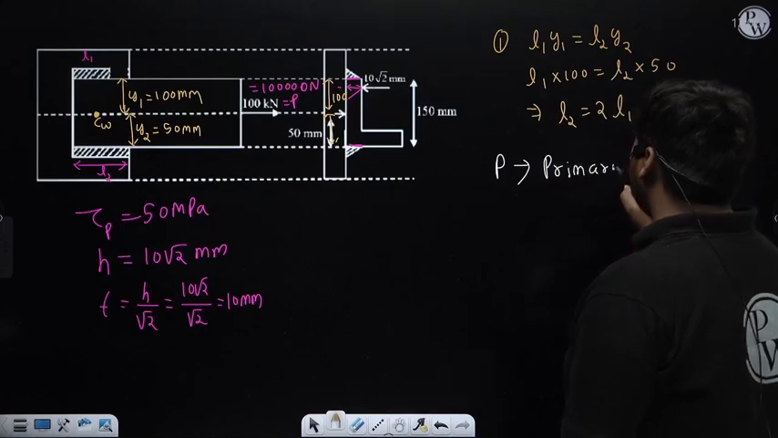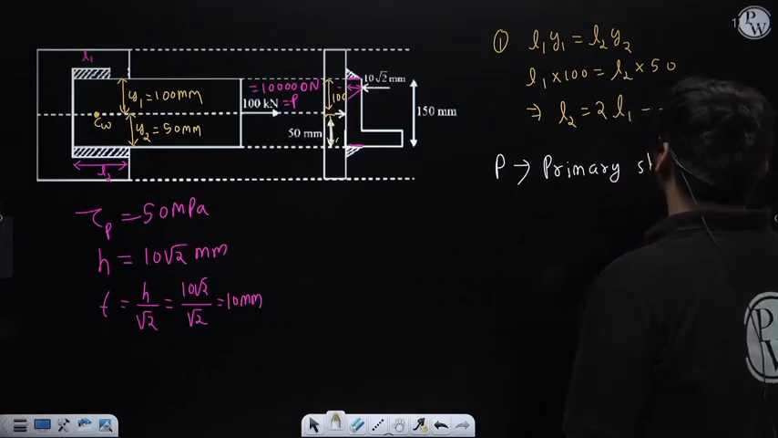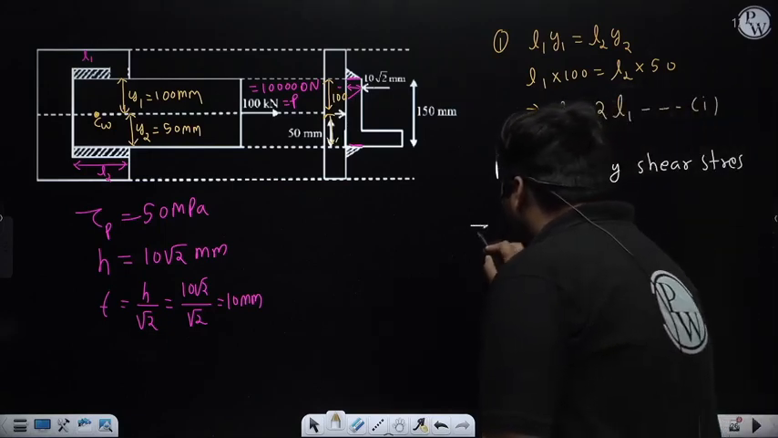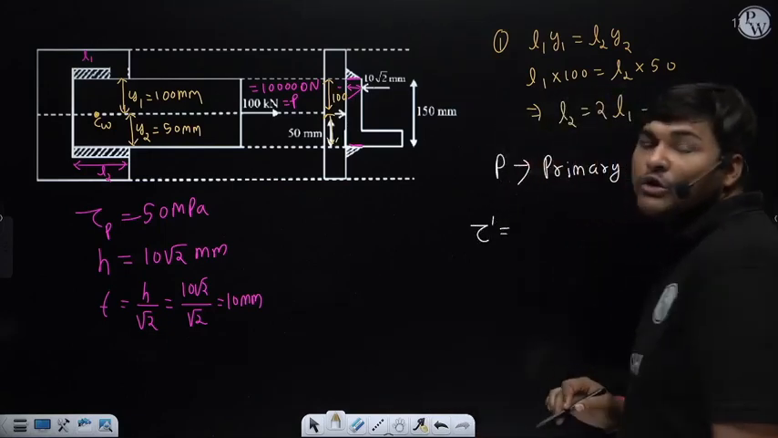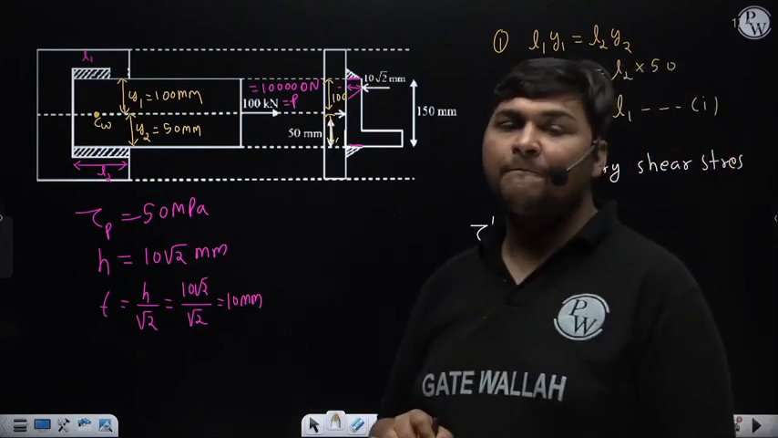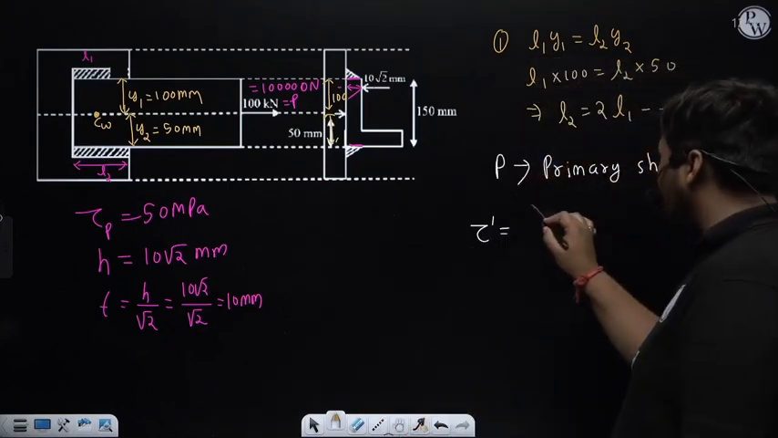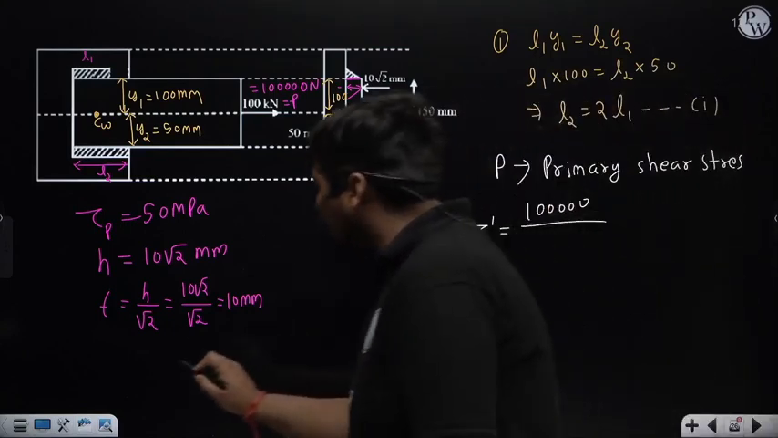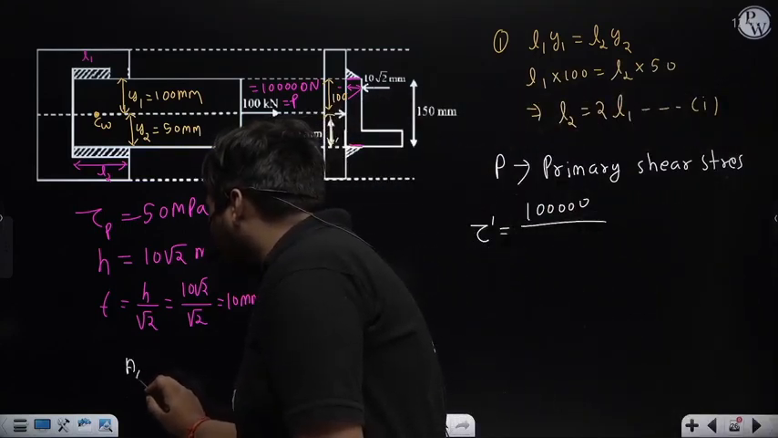So can I say here primary shear stress will be induced in the weld due to force P. Now the formula to calculate that primary shear stress is total force divided by total throat area. So total force is P, whose value is 100,000 Newton, divided by total throat area. Here I am writing the expression of total throat area.